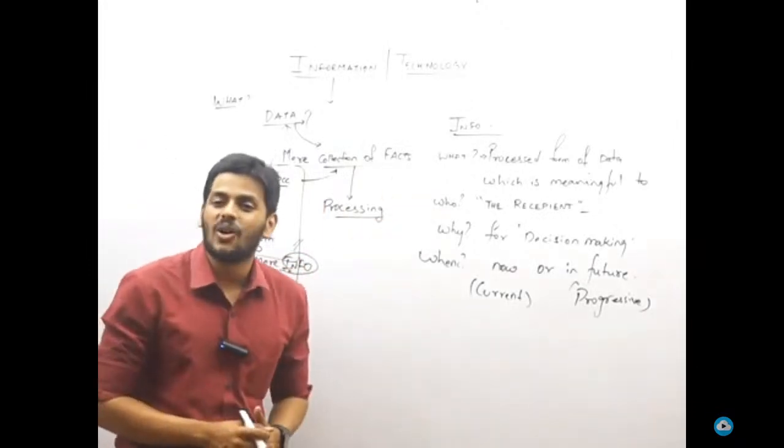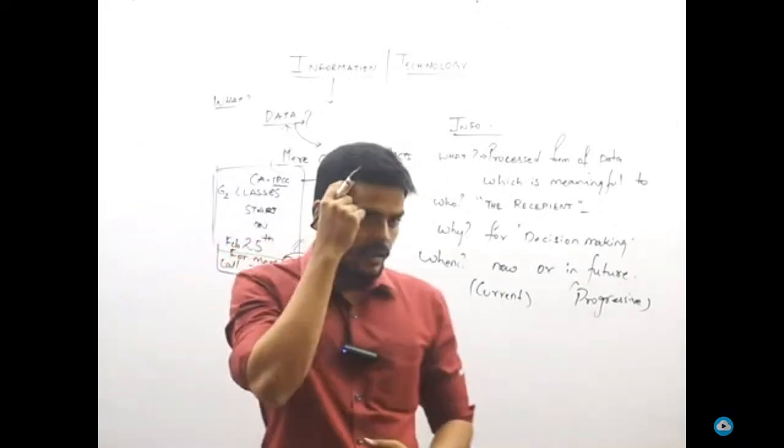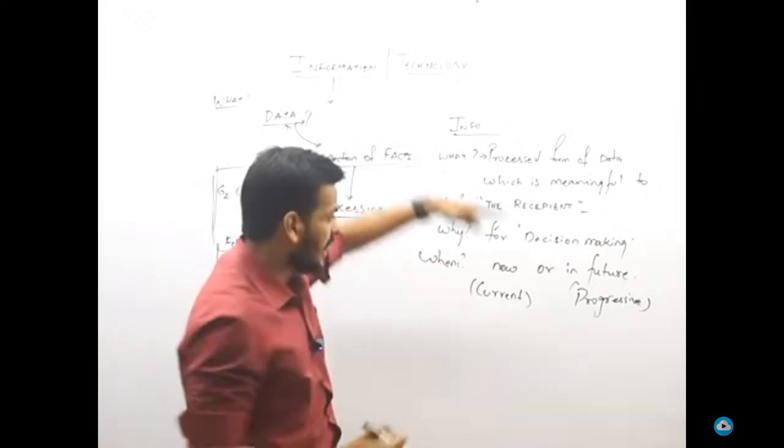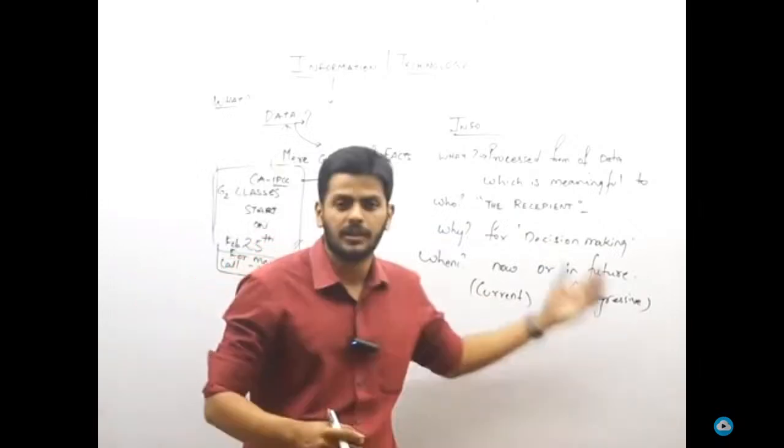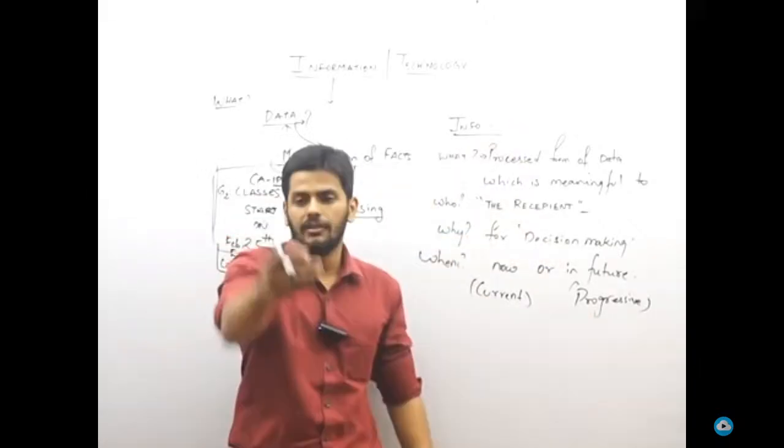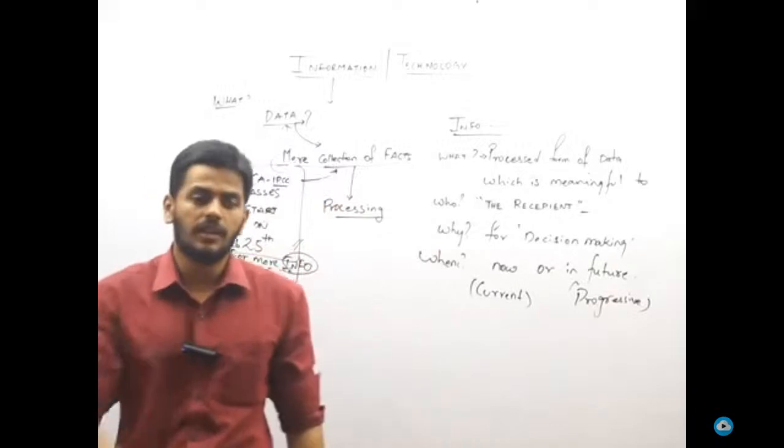Put up the next side heading called information. And when you write the definition also, write it in four parts so that it's very easy for you to understand. I'll tell you what the four parts are. Right? This is just an explanation of it. We will write it now. Put up the side heading information.